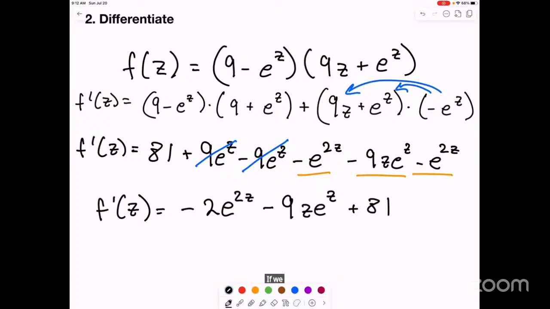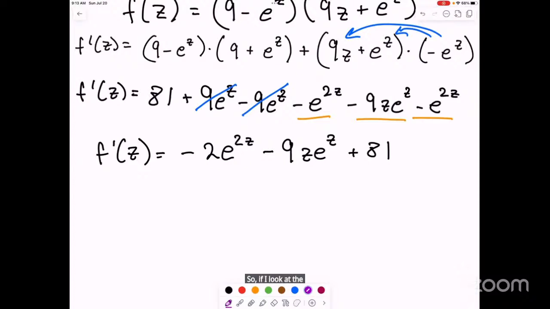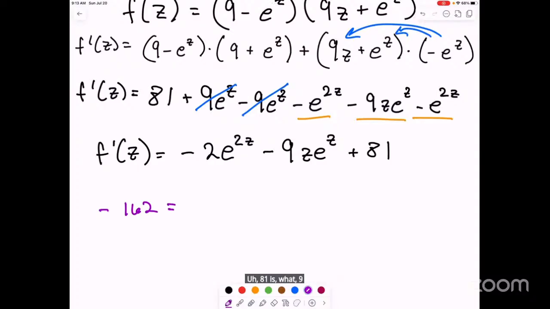If we, let me see, give me a moment. Let me see. 8 times 2 is 16, so 162. Two numbers that multiply to give us, let me just check real quick. So if I look at the factors, I got this negative 162, right? I said the 2 times the 81. 81 is what, 9 times 9?